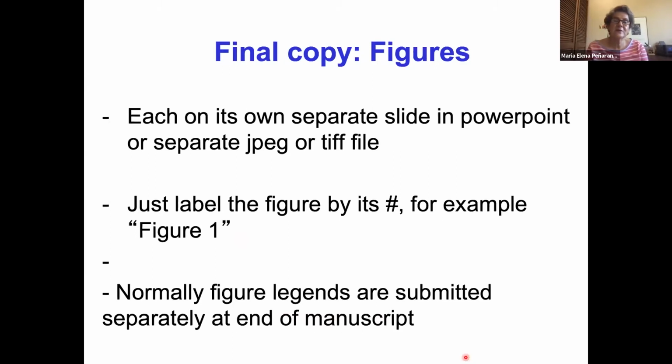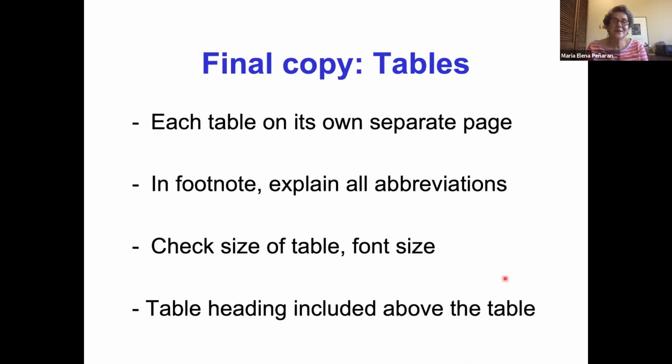Same for tables, they go on separate pages. Here is the final copy of tables. Each table is its own separate page. In the footnote, explain all the abbreviations. Check the size of the table and the font size. Very important. Sometimes if we have very large tables, they are not going to be accepted by the journal. They're not going to fit on a page in a legible way. So they have a font size recommendation also for the table. Those tables that are big and very difficult to read are not going to be accepted. That's another reason why we should not have very huge tables.